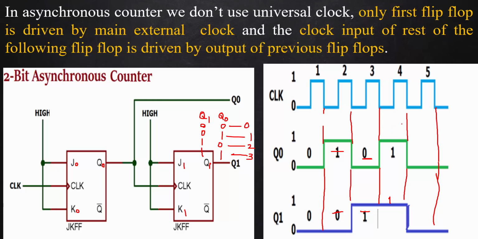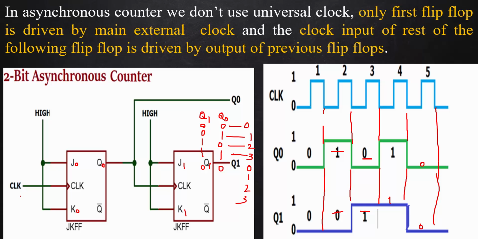In the fifth clock pulse, what is the state? Q1 is in low state and Q0 is 0. So after 0, 1, 2, 3, it will repeat the pattern again like 0, 1, 2, 3. So this is the structure of a 2-bit up counter, an asynchronous up counter, or 2-bit ripple counter.